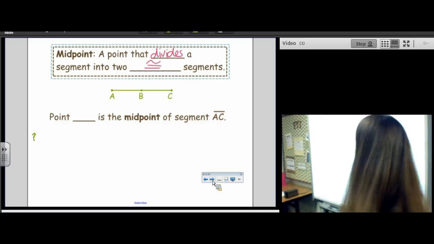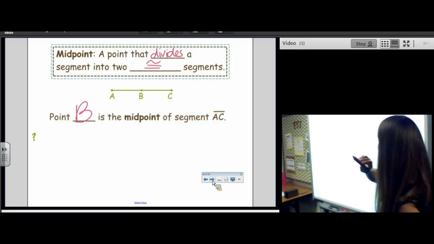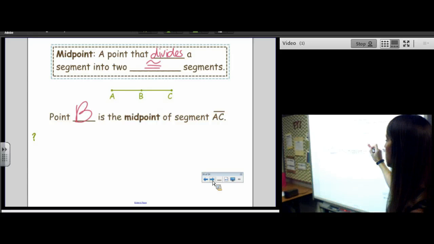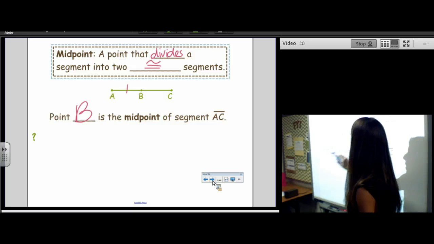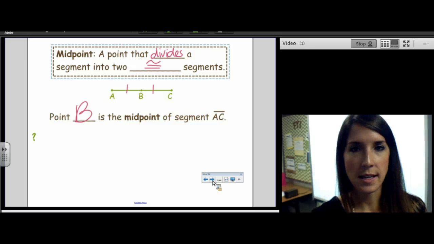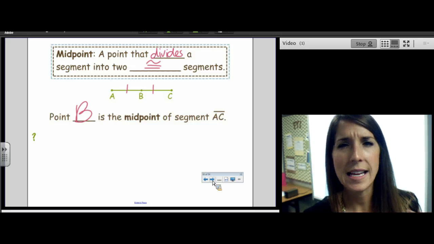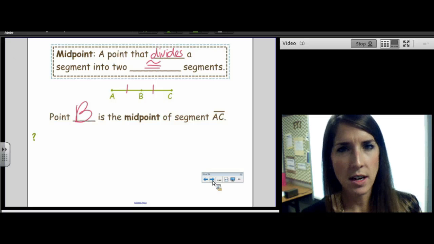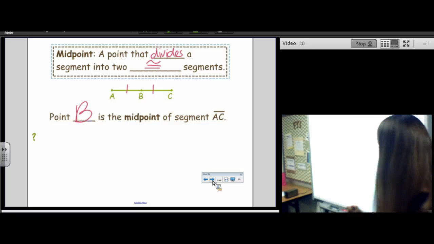So point B is the midpoint of segment AC. Since it's the midpoint, I now know that AB is congruent to BC. So a midpoint is a point exactly in the middle. The segments on either side should be congruent, should be the same length.